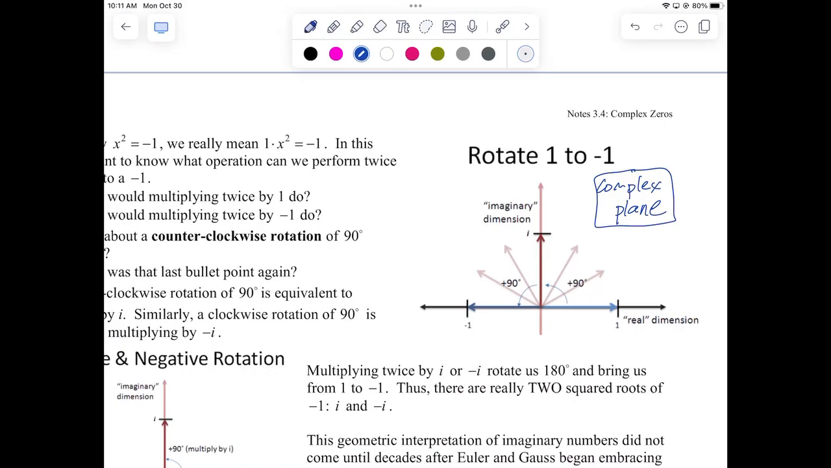And if you rotate counterclockwise, it's positive. You could also rotate clockwise. If you rotate clockwise, that would be negative i, and then you do another negative i, and you get negative 1. So that's kind of satisfying. Multiplying by i is equivalent to a 90-degree rotation.